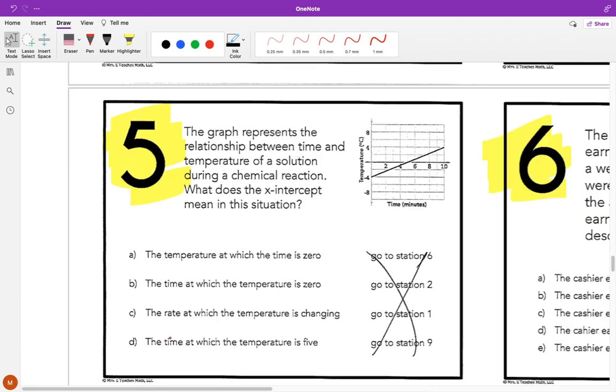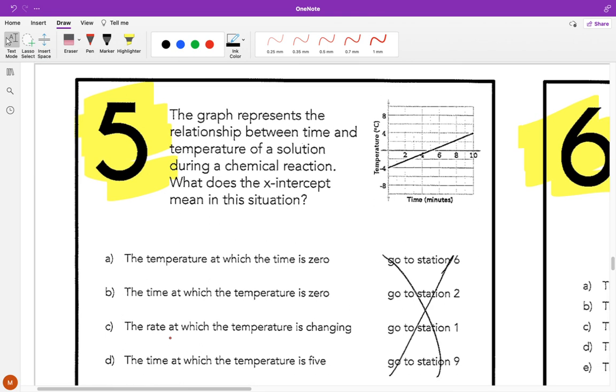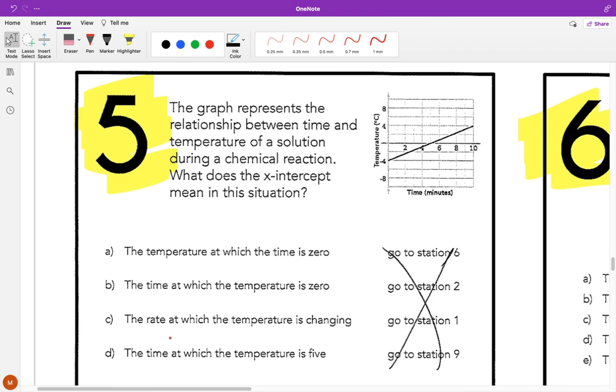All right, for this one, it says a graph represents the relationship between time and temperature of a solution during a chemical reaction. What does the x-intercept mean in this situation? So when we see this graph at 2 minutes, this is our temperature of the solution during the reaction. At 8 minutes, this is our temperature. So our graph is telling us how long and what the temperature is. So when we cross this x-axis, we know that it's our x value, and then our y value has to be 0 at our x-intercept.